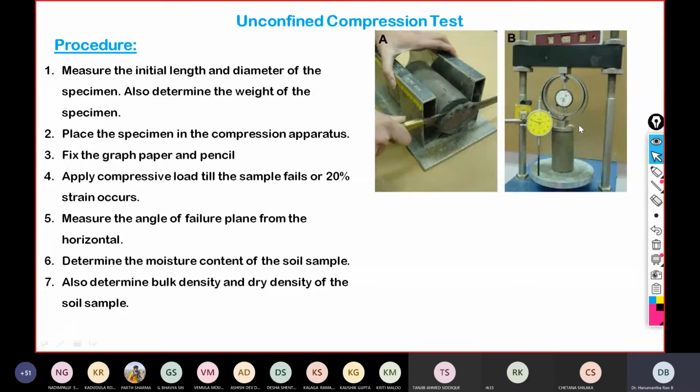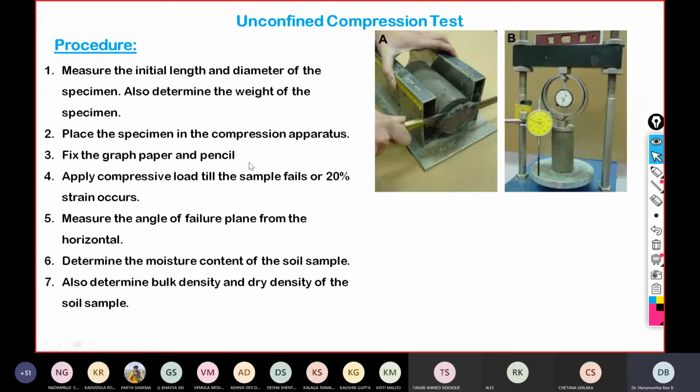Usually all strength tests are strain based. They are not stress based, meaning we apply a set amount of strain. For example, we can apply 1 millimeter per minute, or 0.5 millimeter per minute, or 2 millimeter per minute. We never conduct any test by saying that I have applied 10 kilopascals per minute or 20 kilopascals per minute. That never happens. We always apply strain, not stress. That's why all strength tests are strain based, not stress based.